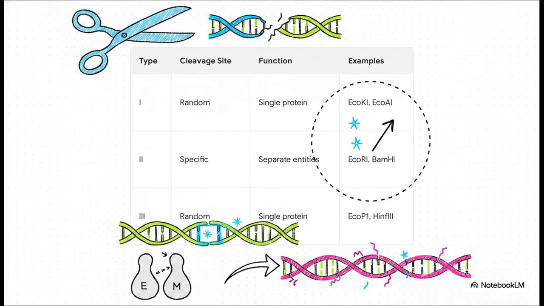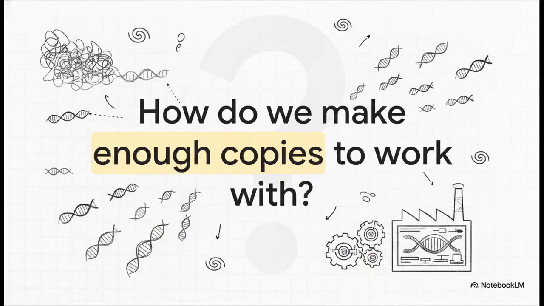Types 1 and 3, they kind of just cut randomly at a distance. So that absolute precision makes Type 2 the gold standard for genetic engineering. They let us snip the DNA exactly where we want it. But here's the catch. Once we've successfully snipped out that tiny 3,000 base pair gene from the massive 3.2 billion base pair haystack, we still only have one microscopic copy.